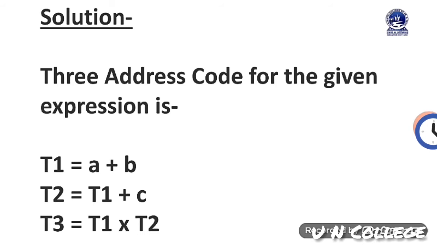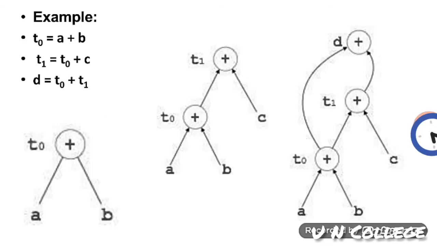I hope you have got the clear concept of how we are converting to 3 address code and how we are eliminating the redundant code. Here I am using the example (a plus b) plus (a plus b plus c). In that case, what will be the construction of the DAG?